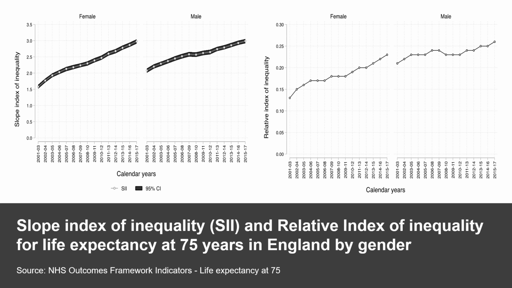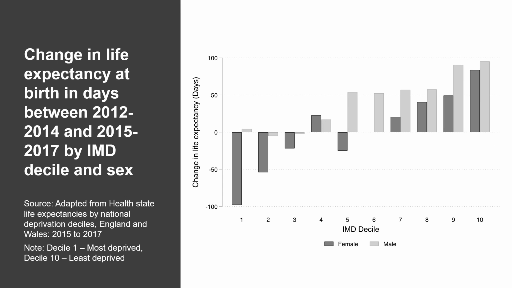So the fact that both of the values are positive means that there exists a disparity, and the fact that both values are growing over time suggests that the difference between more deprived and less deprived is also growing over time. This effect can also be seen when looking at the change in life expectancy at birth between 2012 to 2014 and 2015 to 2017 by IMD decile and sex. And what you can see is that patients at the least deprived end, so IMD decile 10, are gaining in life expectancy, whereas those at the most deprived end, IMD decile 1, are losing in life expectancy. And this is most pronounced for females compared to males.